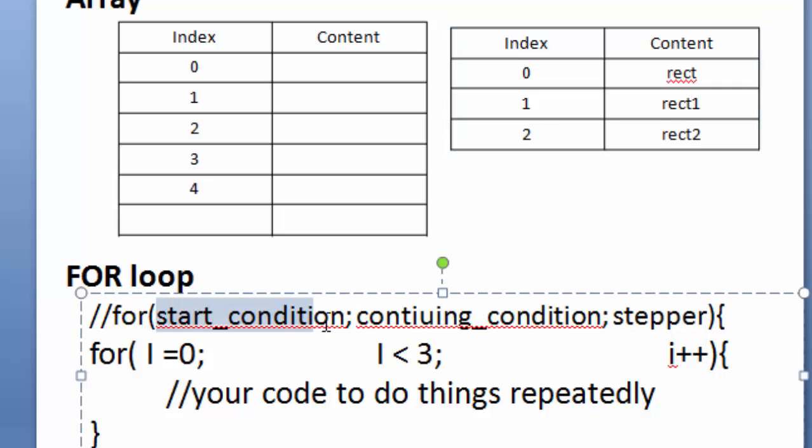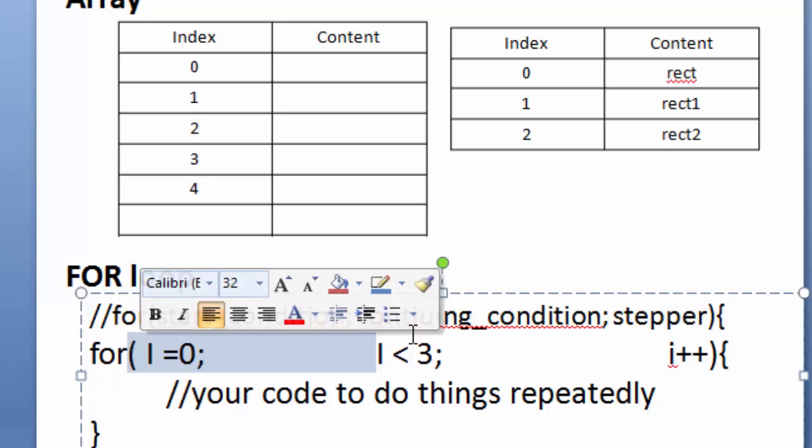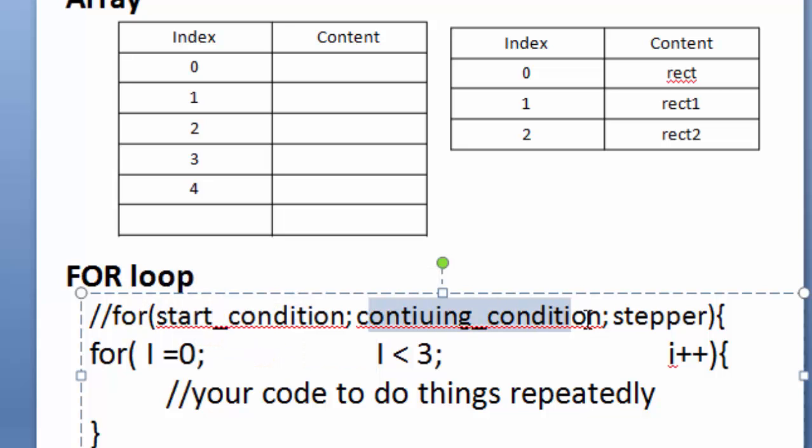The start condition is I equal to 0, and the continuation condition is I less than 3, and the stepper is I plus plus, which means it's plus 1 every time. It's called increment by 1.